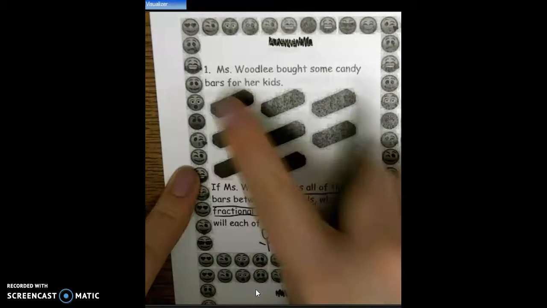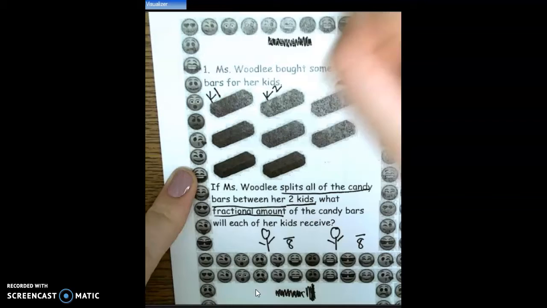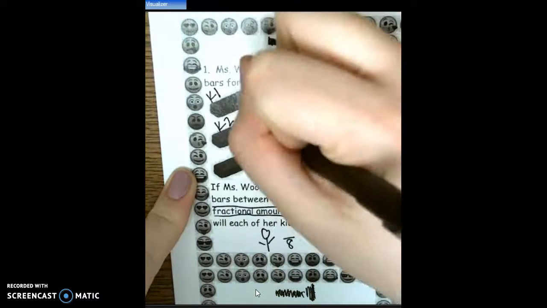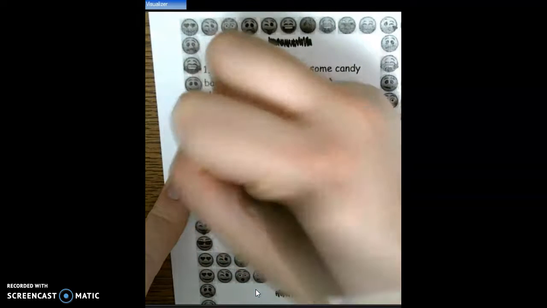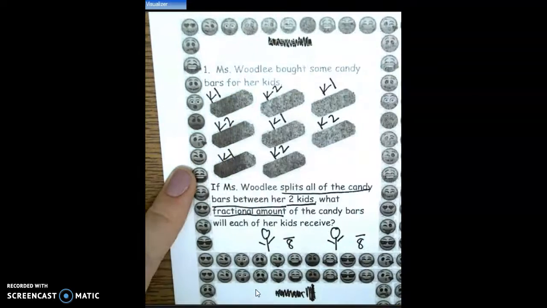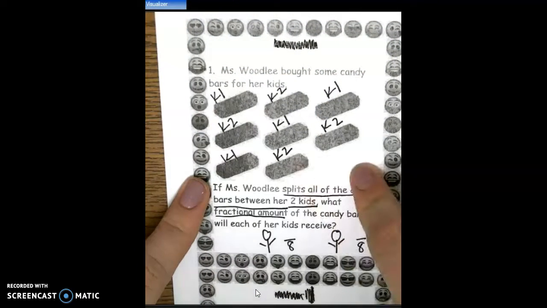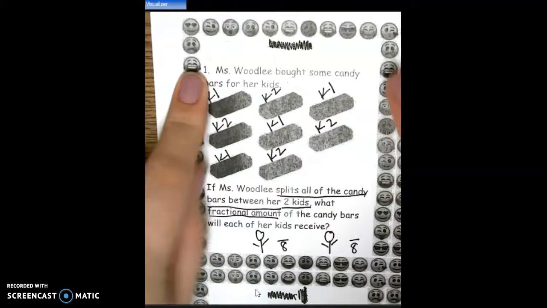Okay? So this could be kid 1, kid 2. Kid 1, kid 2. Kid 1, kid 2. Kid 1, kid 2. All of the candy bars are taken. There's no candy bars left over. And now I'm just going to double check that each kid got the same amount of candy bars.